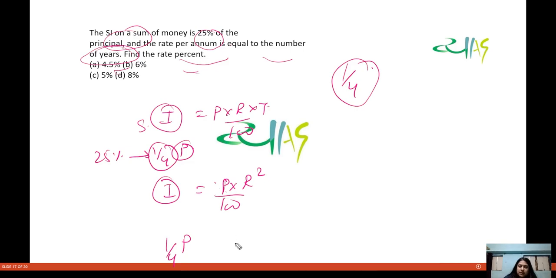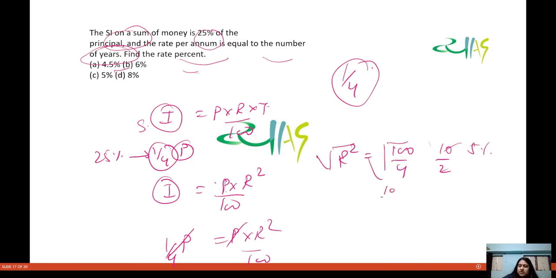So we have this 1/4 P and PR square divided by 100. So this P and P get cancelled. So you have R square is equal to 100 by 4. Okay, R square is equal to 100 by 4. So this is 10 by 2 basically, and that is equal to how much? 5%. Because if you take the under root, this will become 10 divided by 2, so this will become 5%. So our 5% is the answer.